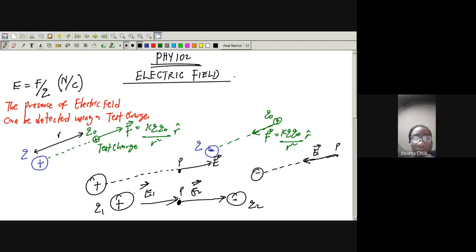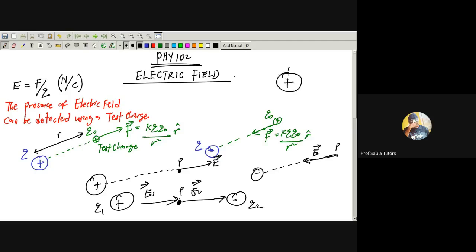So take notes. If it is positive, it will be directed away. If it is negative, it is directed towards it. If you have a positive charge, the electric field will be radiated outward of it. But if it is a negative charge, it will be inward. So this will guide you, inward, and that's it.